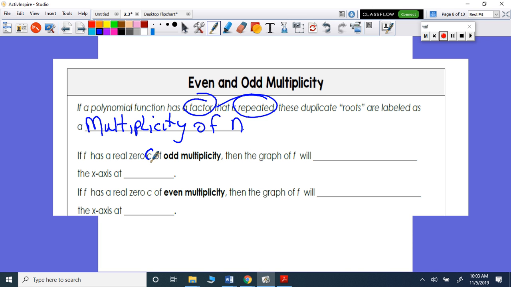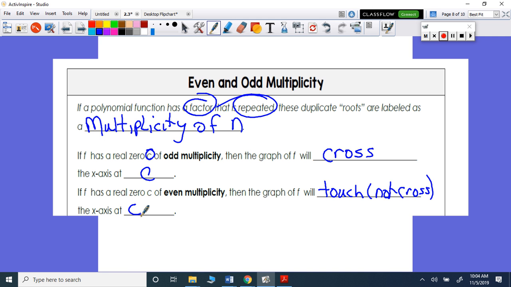If you get a factor of c and it occurred an odd number of times, your graph is going to cross and actually pass through the x-axis at that root. If you have an even multiplicity, then you are going to touch but not cross your graph at that point. And this is the last thing we're going to talk about today, and then we'll talk about what homework problems you can do.